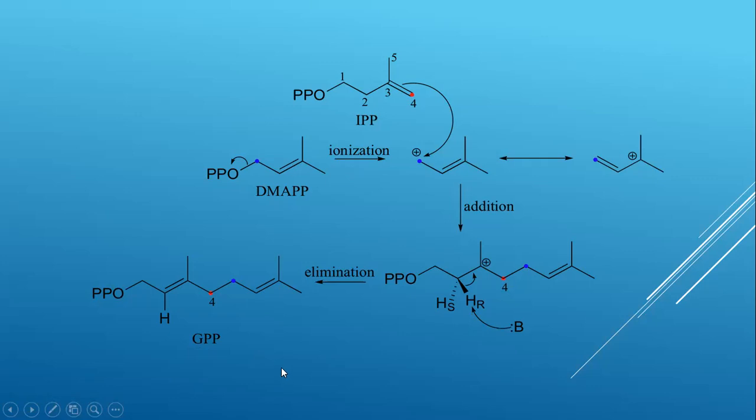Actually paulit-ulit lang yung ganun. So as you can see, halimbawa ganito yung form niya, this pyrophosphate can leave and then magkakaroon na naman ulit ng carbocation, there's a nearby IPP. Magre-react na naman sila. So, pahaba ng pahaba. So, sabi ko nga sa inyo, merong mga terpenes na 30 carbon long.